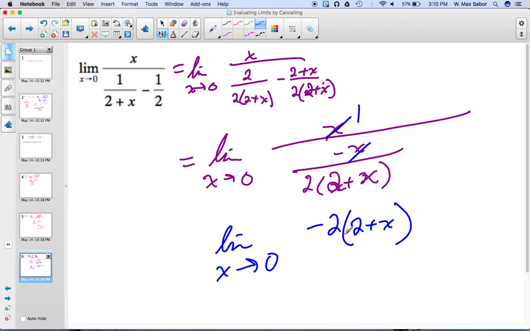And now we can just substitute in 0, because now that we don't have 0 over 0, we don't have indeterminate form, 0 can just be substituted in. So negative 2 times 2 gives us negative 4 is the limit.